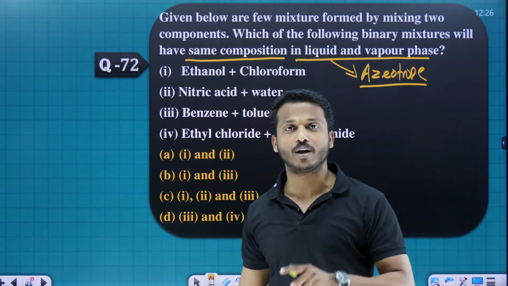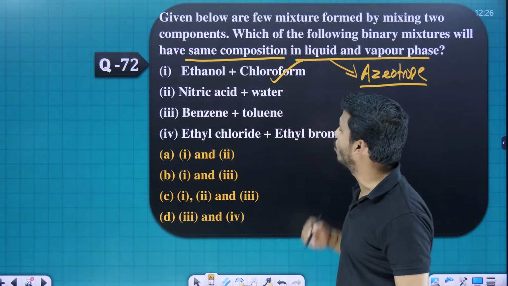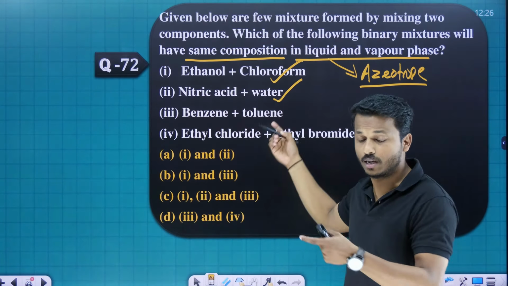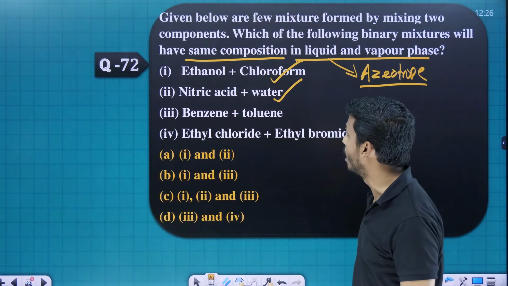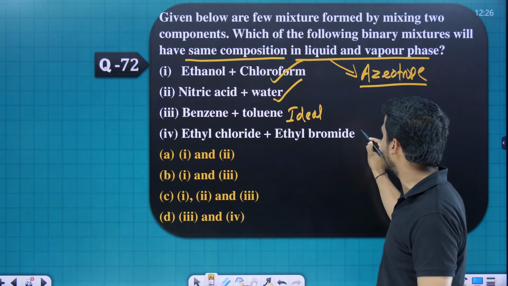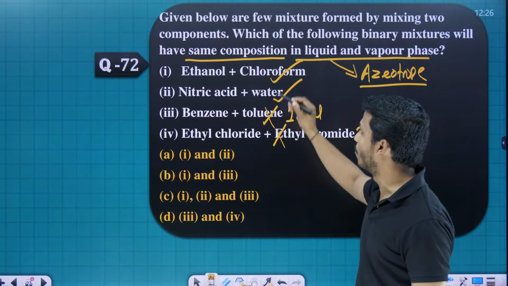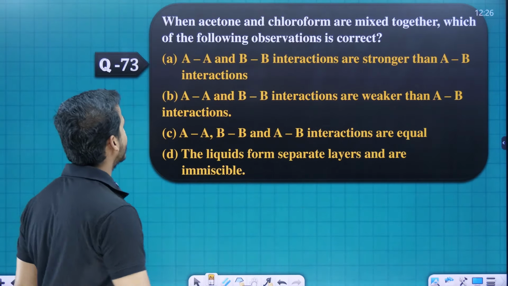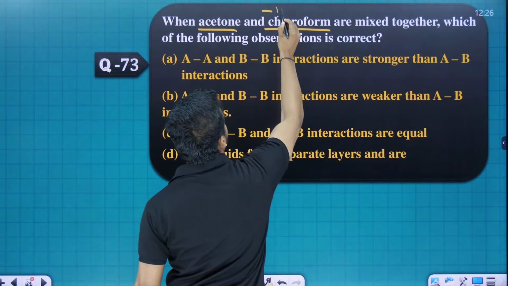Azeotropes are formed only by non-ideal solutions. Ethanol and chloroform, yes, it's a non-ideal solution. Nitric acid and water, yes, it's a negative deviation, so it does not obey Raoult's law, non-ideal solution. Benzene and toluene is an ideal solution, and ethyl chloride and ethyl bromide are also ideal solutions. We know ideal solutions do not form azeotropes. So 1 and 2 are the only possible ones. Clear, everyone?